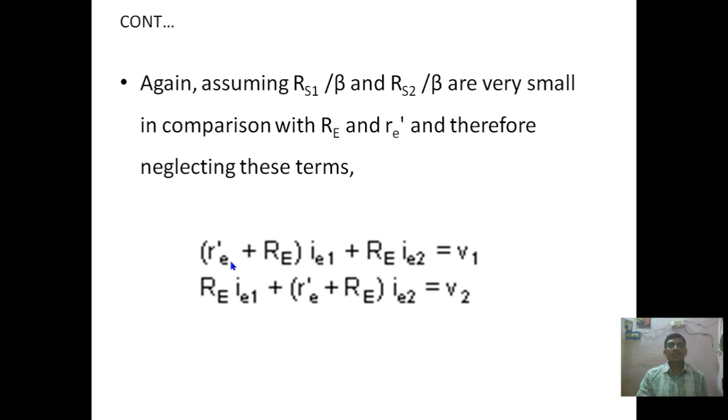So V1 is equal to Re dash plus Re into IE1 plus Re into IE2. Here we have just taken IE1 as a common from both terms. So that's why Re dash plus Re into IE1 plus Re into IE2 is equal to V1 we got. Similarly, V2 is equal to Re into IE1 plus Re dash plus Re into IE2. These two equations we got.